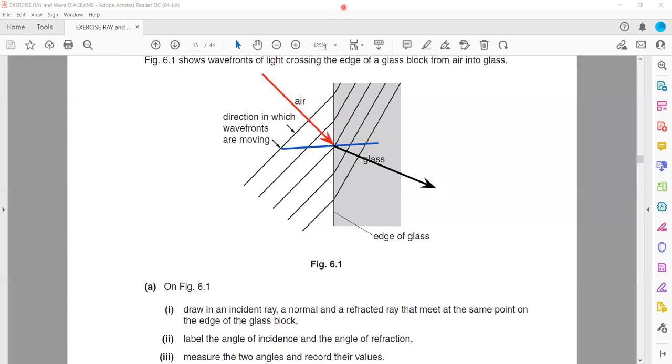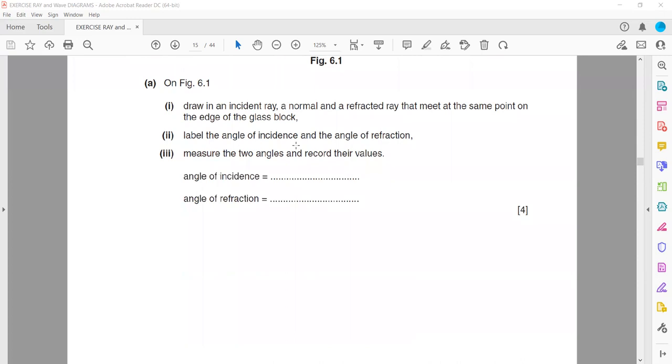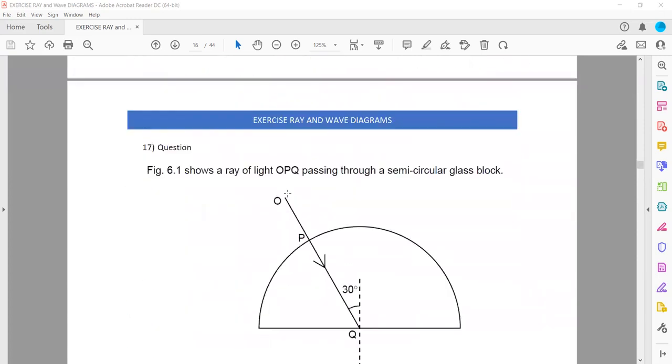An imaginary line which is perpendicular to the surface, we call that the normal. And we can label the angle of incidence, the angle between the incident and the normal, and the angle between the normal and the refracted, that is called the angle of refraction. And because the speed of the wave decreases as it approaches the barrier, the angle of refraction is smaller than the angle of incidence. So label and then measure the two angles using a protractor. You have to measure these two angles and write the answer here.